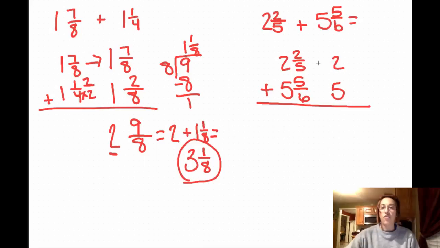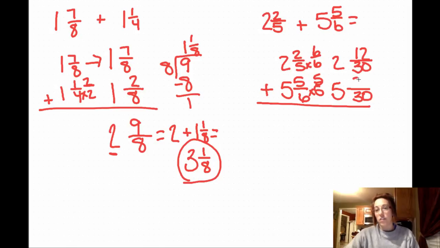Okay, let's look at these fractions. 6 won't go into 5, but 5 times 6 is 30. It may not be the least, but I can certainly use it. 5 times 6 is 30. 2 times 6 is 12. 6 times 5 is 30. 5 times 5 is 25. 30 is going to be my denominator.